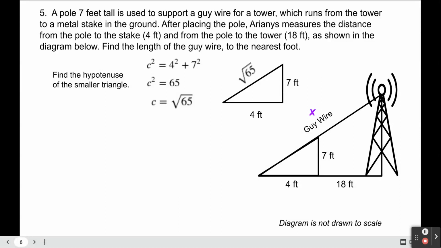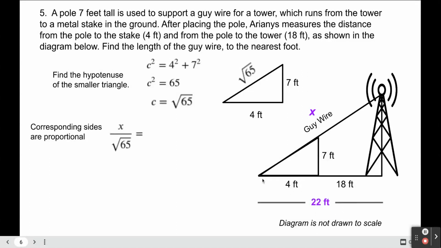So now we can line up our corresponding sides. So the guy wire, this hypotenuse of the large triangle, is going to correspond to the square root of 65. And then we'll actually need the total length of the bottom of this triangle. So the 4 foot and the 18 foot, we can add those together. So that gives us 22 foot for that full length of that larger triangle.